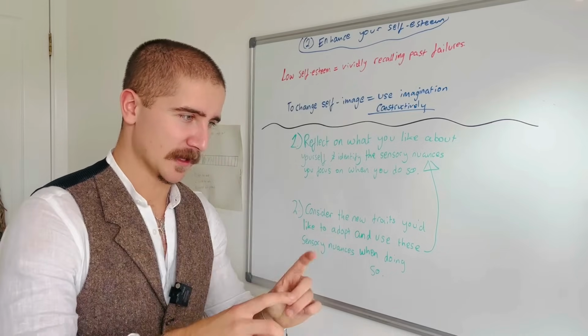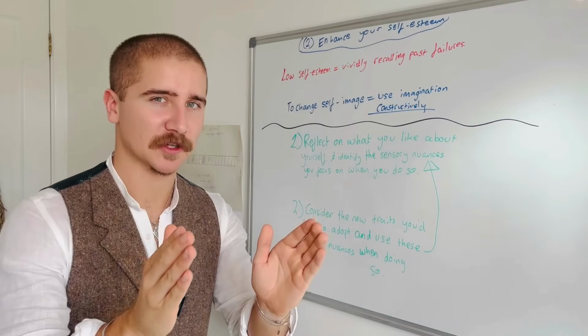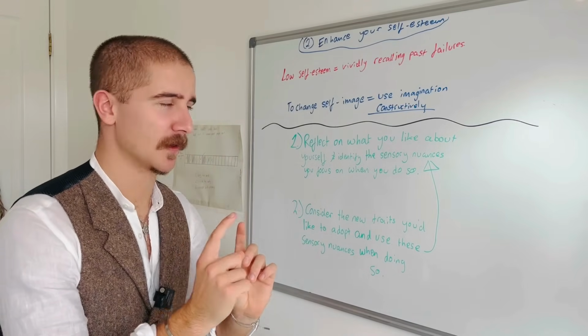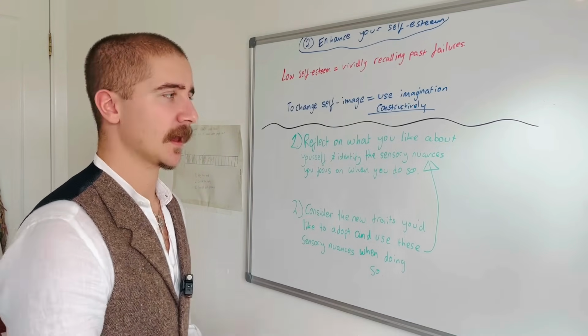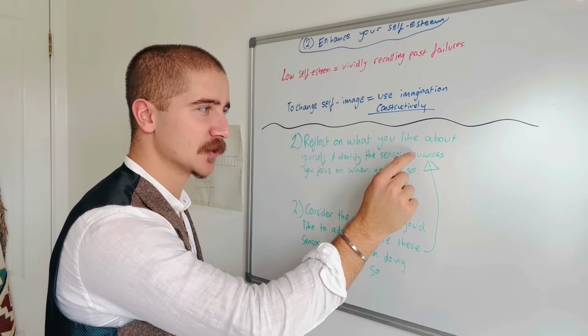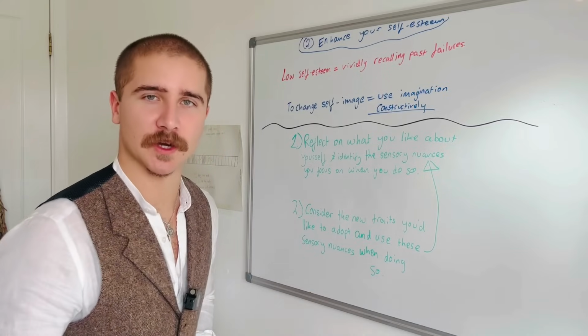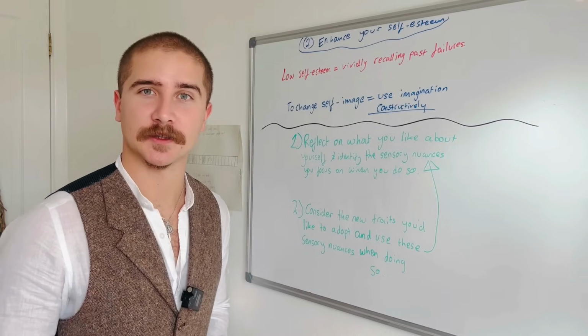So the way you do this, and by the way, if you get one thing from this video, please make sure it's this. So pay attention right now. To change your self-image, reflect on what you like about yourself and identify the sensory nuances you focus on when you do so. For example, you might really like how you're kind to people.